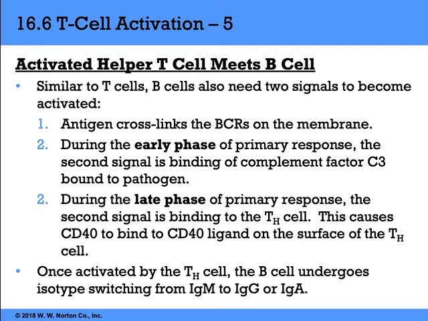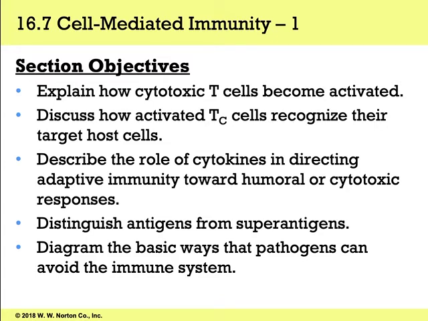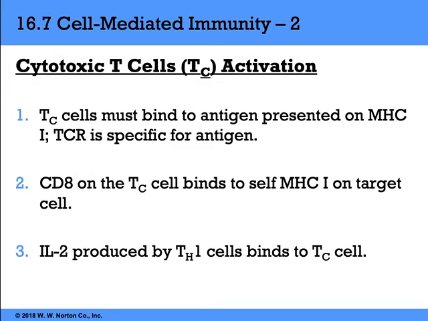And once activated by the helper T cell, the B cell can do all the production of all those different flavors, all those different classes of antibody, all of which bind the same antigen, right? So it can switch from IgM to IgG to IgA and so forth, right? And remember that these are all found in different locations, right? IgG and IgM in the blood, IgA in things like milk and colostrum. We'll talk about how cytotoxic T cells get activated, talk about how activated cytotoxics recognize their host, talk about cytokines, talk about antigens and superantigens, and talk about ways that pathogens get around immune function, okay?